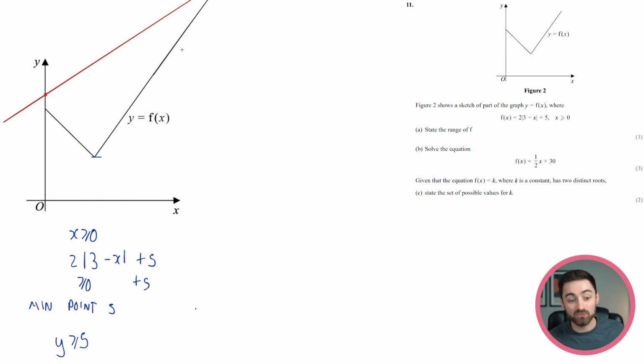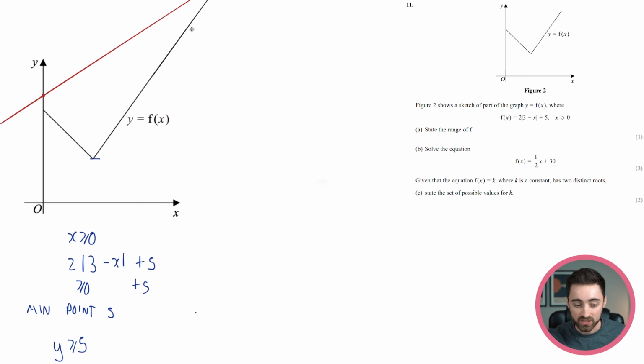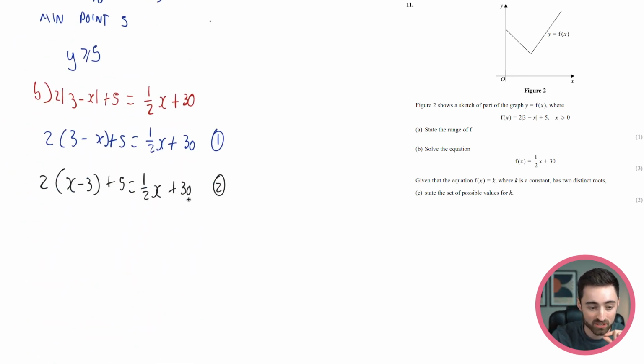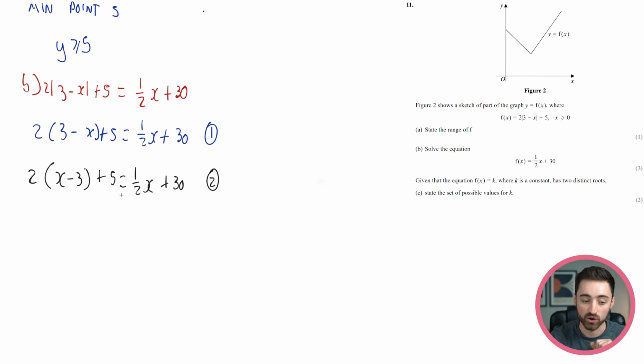And then when it starts flipping up, that is when the modulus sign is actually flipping the sign of that 3 minus x. It's saying, well, 3 minus x was negative, so I'm changing it to an x minus 3, so it becomes positive. And that is the section of the graph that is going to hit this red line here. So what I'm going to do is solve equation 2, because that is the equation that corresponds to that bit going up to infinity.